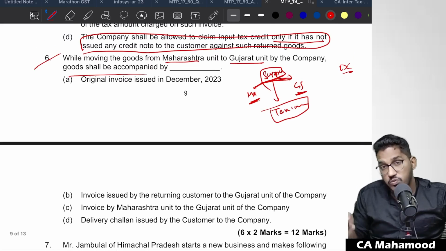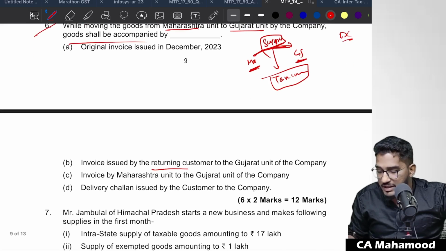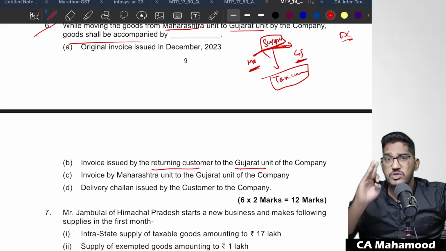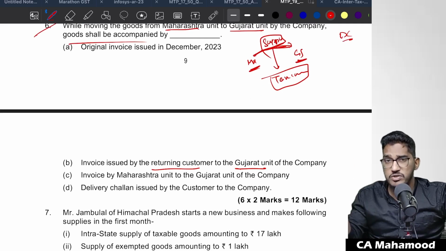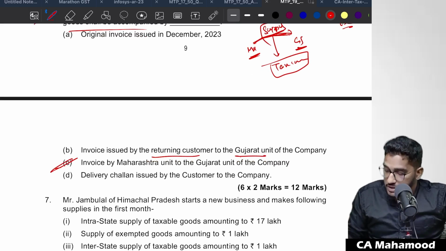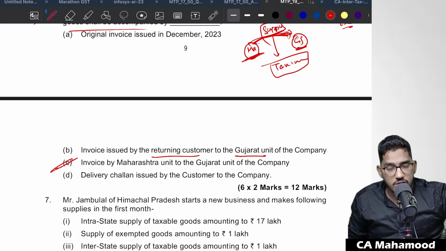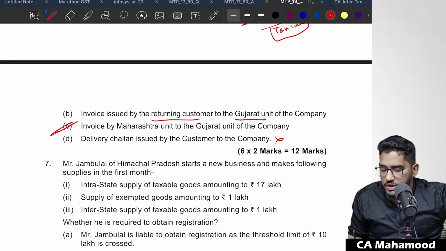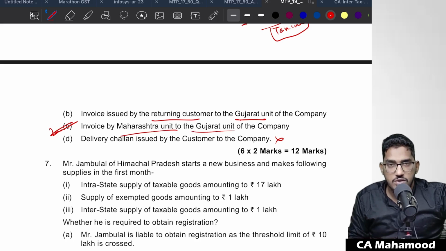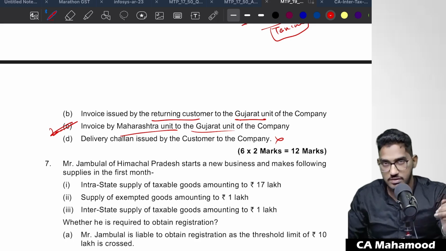So if you send the original invoice, whatever you have sent, will that be enough? No, that will not be enough. Invoice issued by the returning customer to the Gujarat unit? No, whatever invoice your customer has given for the return, can you take it for the purpose of movement? No. Invoice by the Maharashtra unit to the Gujarat unit? Yes. See here, who is sending? The Maharashtra unit is sending. To whom? To the Gujarat unit. Who should give the invoice? The Maharashtra unit should give the invoice to the Gujarat unit. Delivery challan? No, you will not give it here. You have to give one new invoice by the Maharashtra unit to the Gujarat unit of the company. If you don't give the tax invoice and you move the goods, then if the officer catches you on the way, you have to face the consequences.